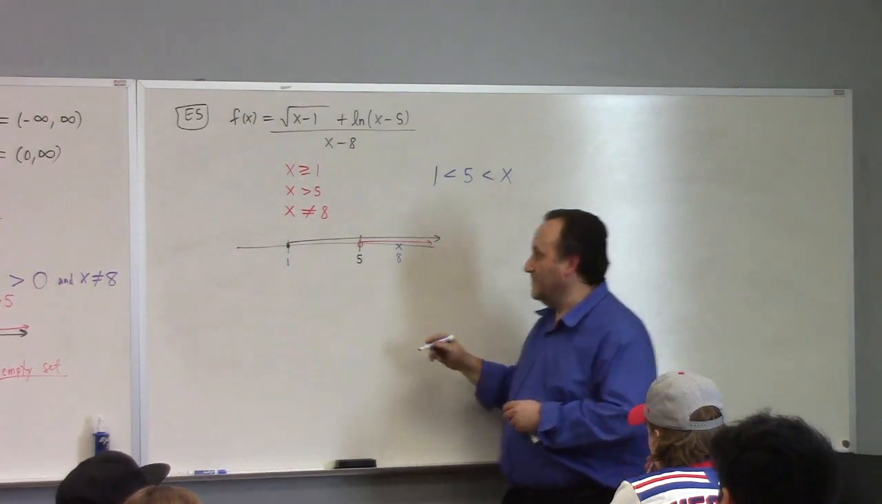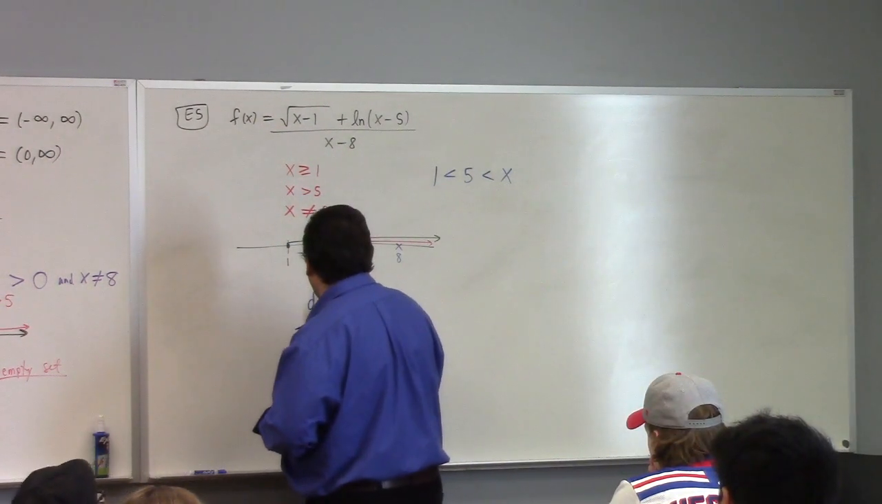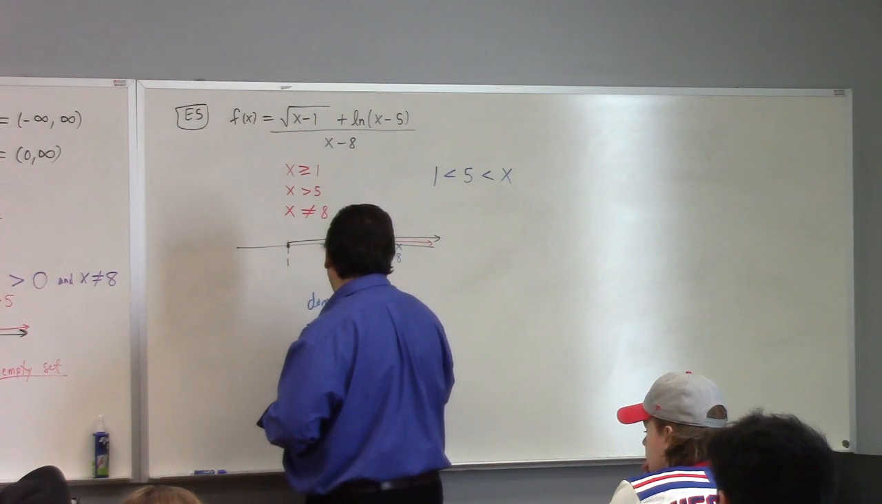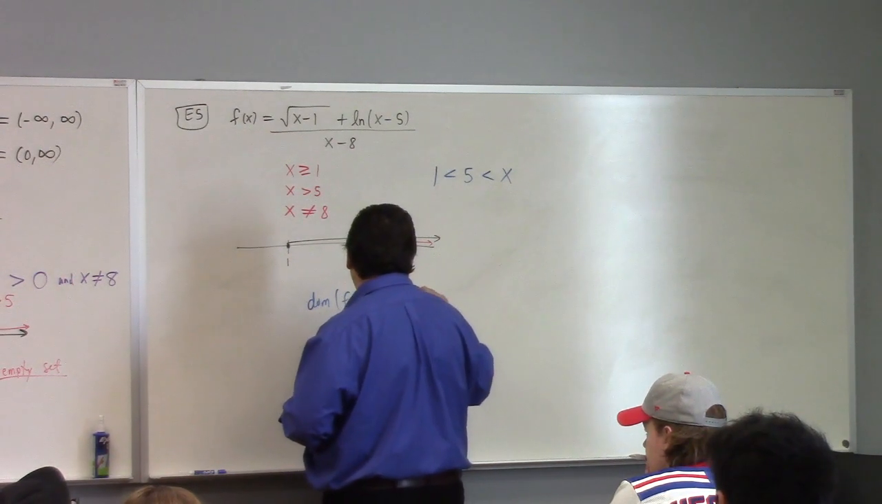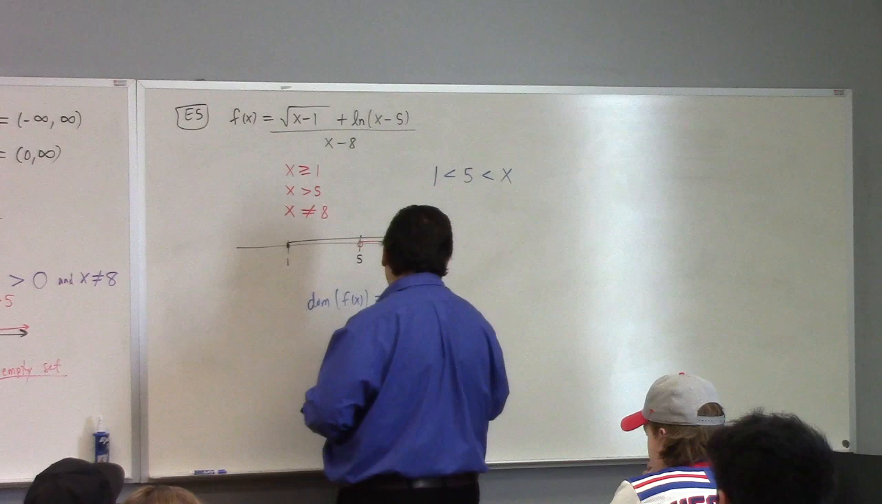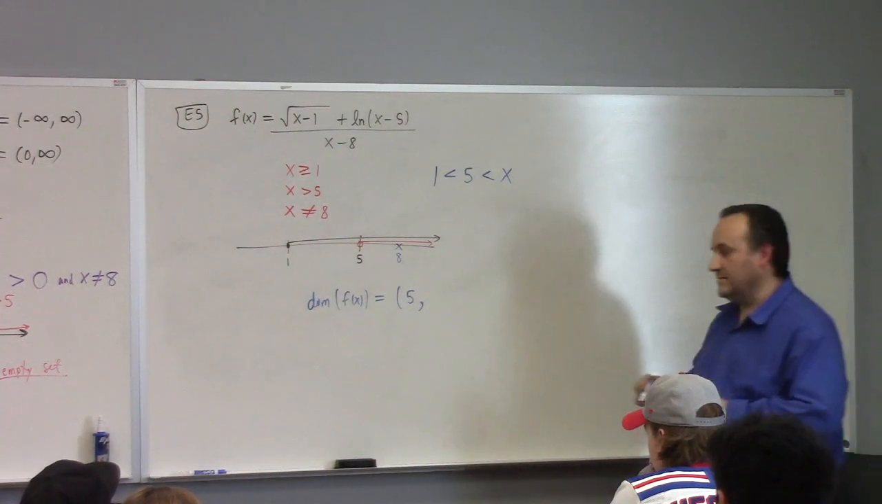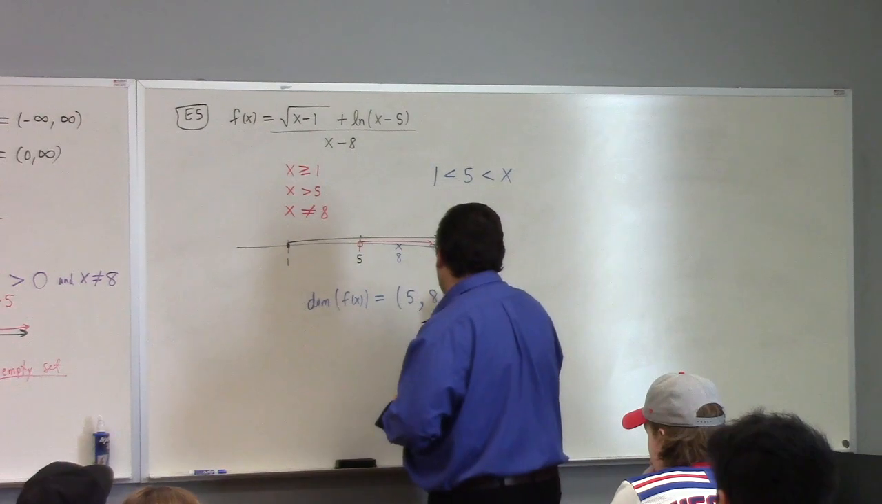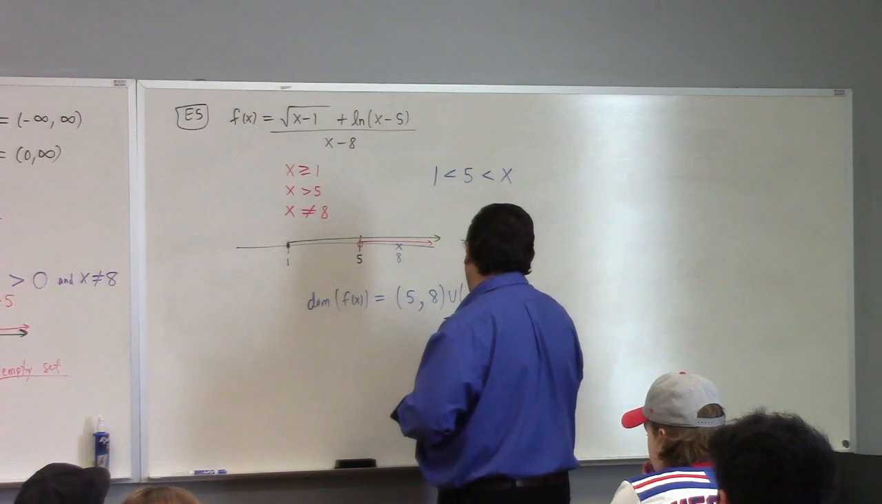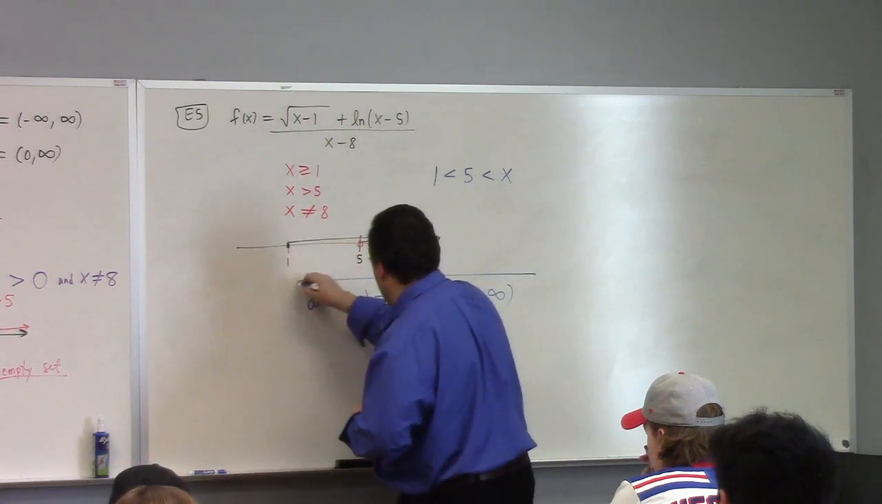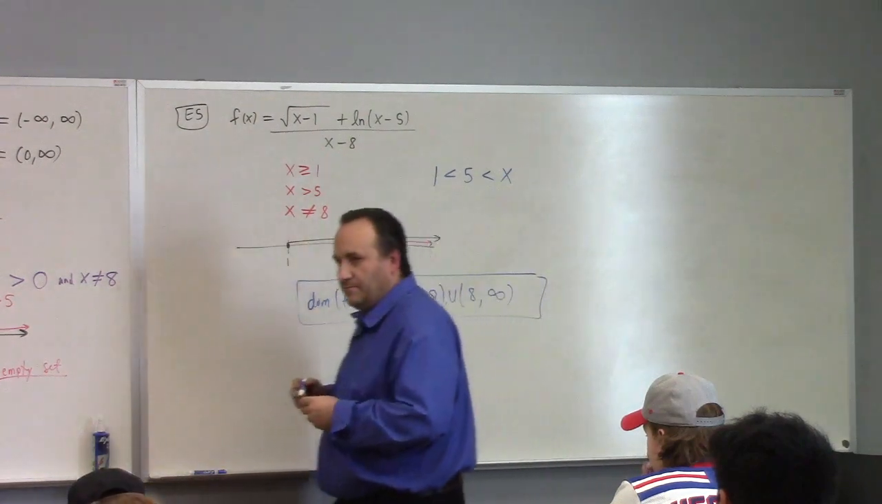So what's the domain? Wait a minute. So we want 5 to where? I have to throw 8 out, right? So I remove 8, delete the 8. 5 to infinity, but not including 8. Yep. So that's how that one would go.